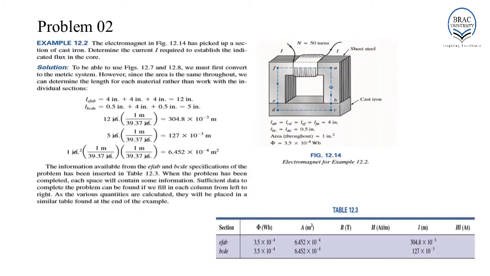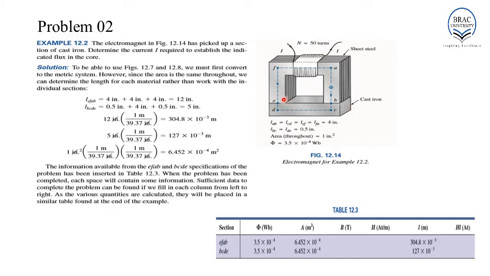Example 2. For the electromagnet in the given figure 12.14, it has two sections. Determine the current I required to establish the indicated flux in the core. So, if we consider the electromagnet over here, the core is built from two different types of material. One is sheet steel and the other one is cast iron.